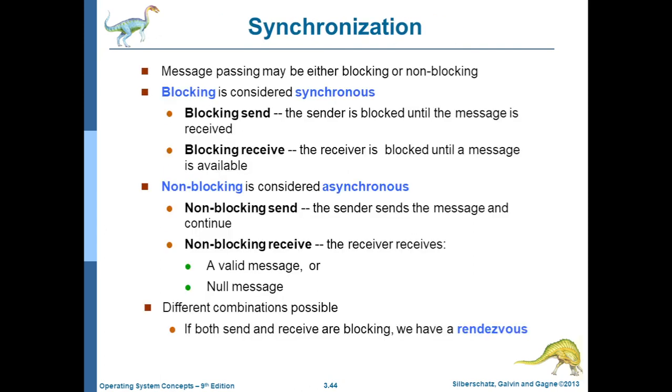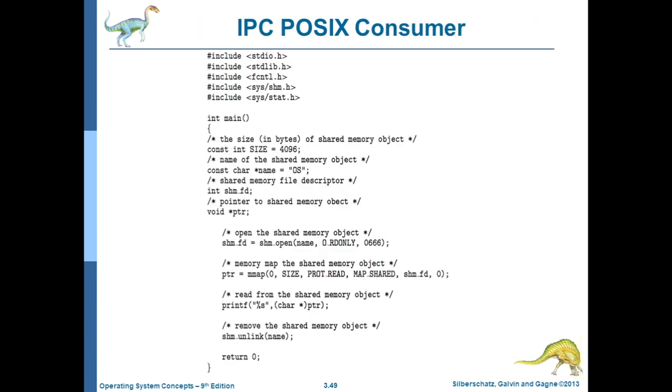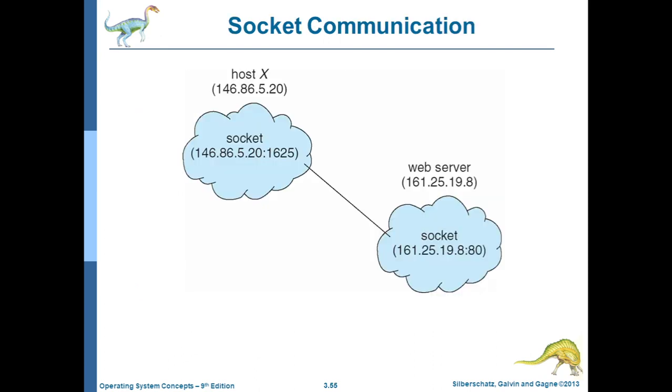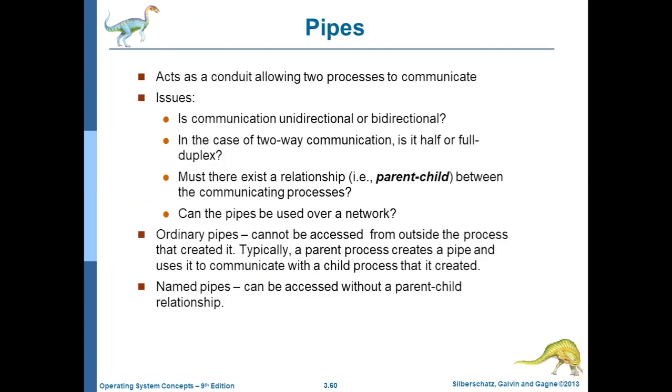These are the different types of communication. What is synchronization? Blocking is considered synchronous. Blocking send means the sender is blocked until a message is received. Blocking receive means the receiver is blocked until a message is available. Then buffering in IPC systems, client-server systems, and sockets. Thank you for seeing this video.